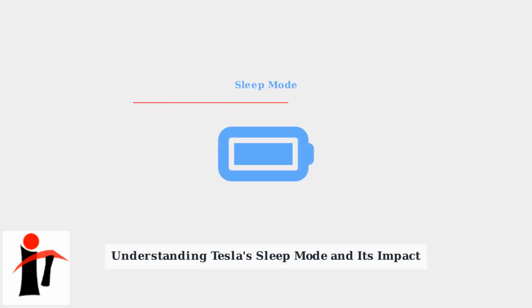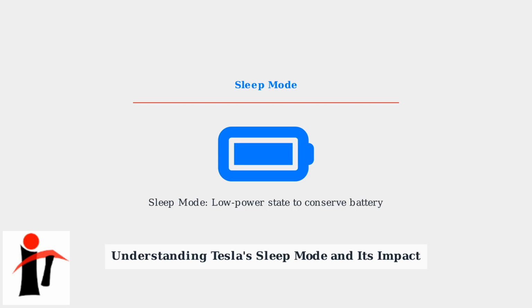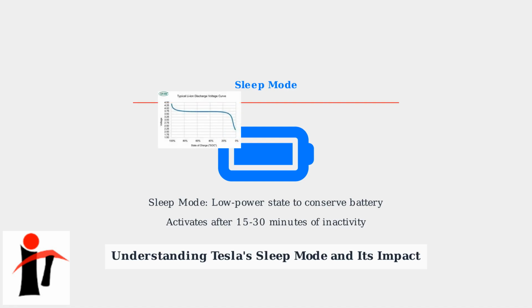To maximize battery life, Teslas automatically enter a low-power sleep mode after about 15 to 30 minutes of inactivity. This sleep mode prioritizes energy efficiency by reducing the vehicle's power consumption. While in sleep mode, the car's connectivity to external networks is significantly reduced. This means the Tesla app on your phone can only access cached or outdated battery percentage data, rather than receiving real-time updates from the vehicle.